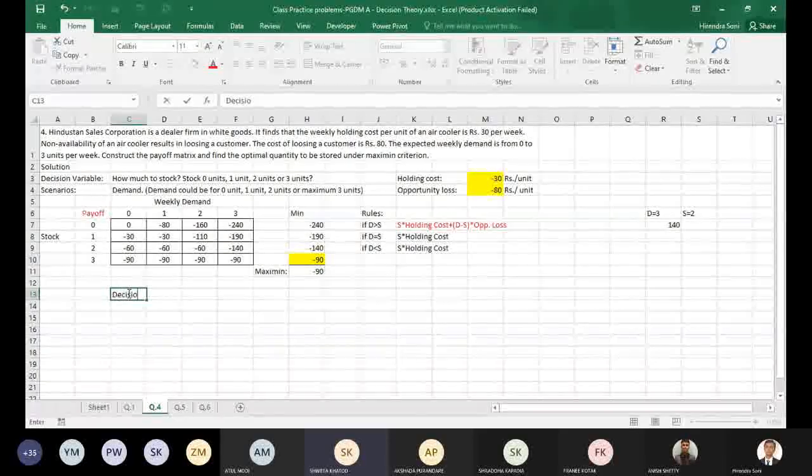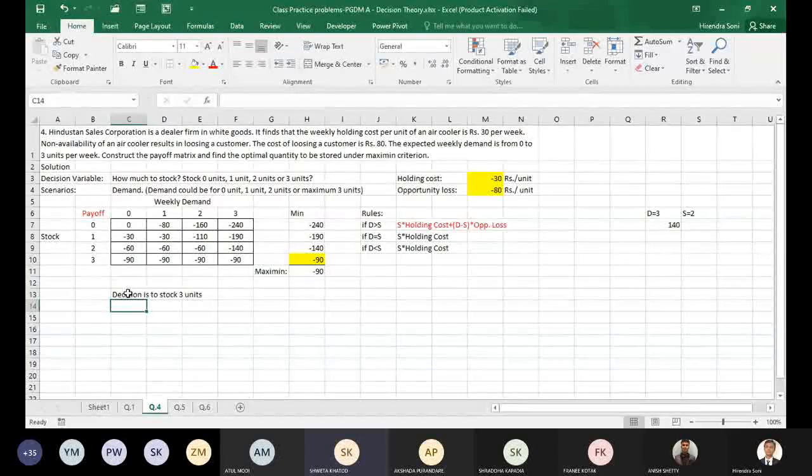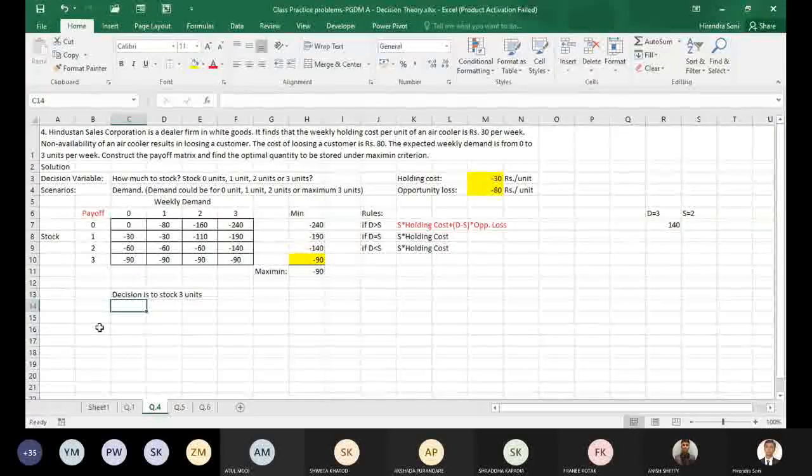Sir, why did you take minus 30 and minus 80? Like, why a negative value? Since it's not profit, it's a cost. When we say payoff, payoff means what am I going to get? So in that case, I'm not gaining anything, I'm only losing money.